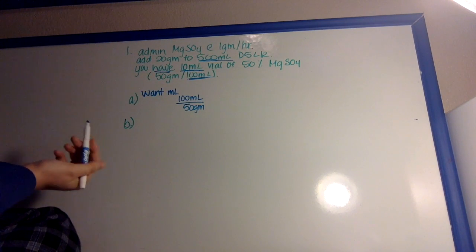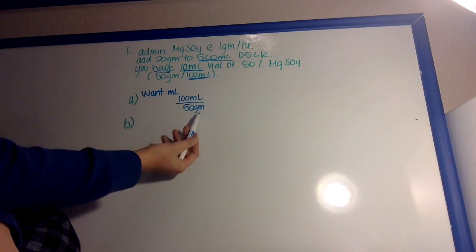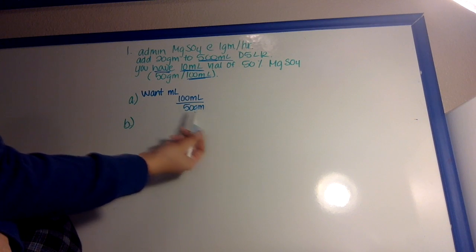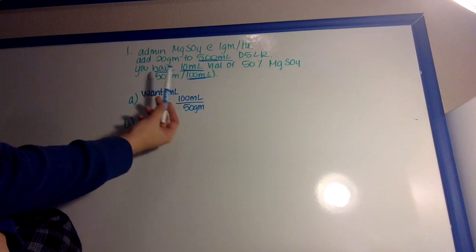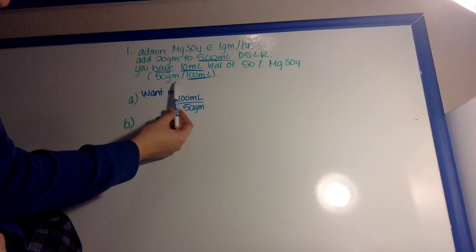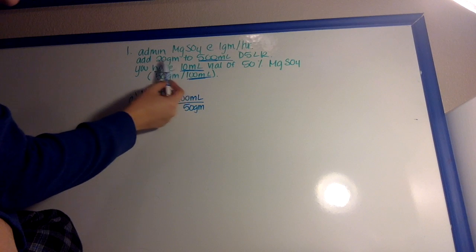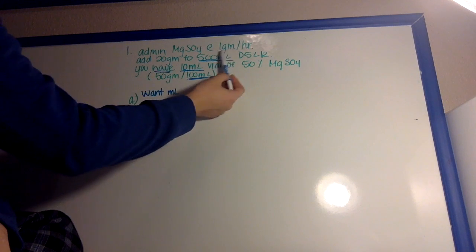Okay, so now I have my milliliters, but I have grams here. That needs to get canceled out somewhere. So now I'm going to go back to my question again. Where do I see grams? I see 50 grams here. We already have that though. I see 20 grams here, okay, and I have 1 gram here.